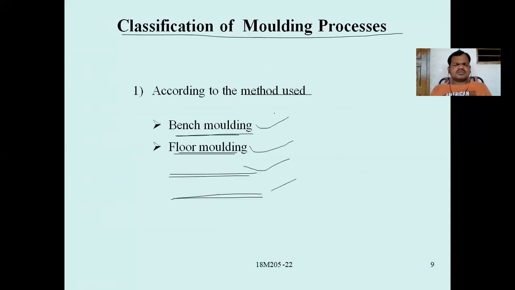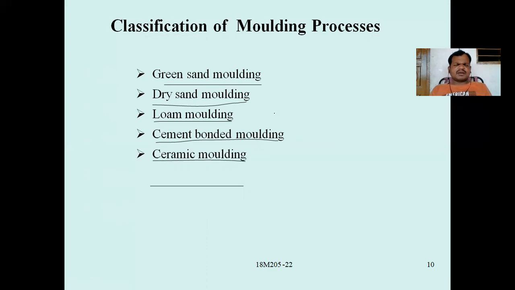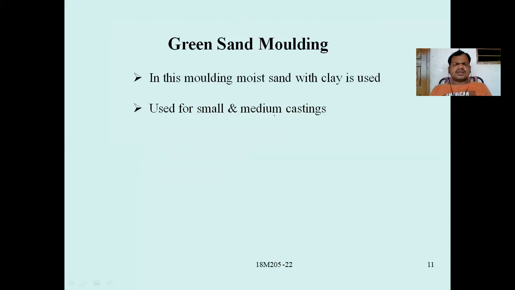According to the method, the types of molding are bench molding, floor molding, pit molding, machine molding, green sand molding, dry sand molding, loam molding, cement bonded molding, ceramic molding, and shell molding. Coming to green sand molding, we'll discuss green sand molding.